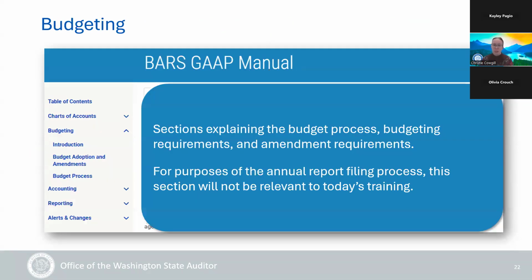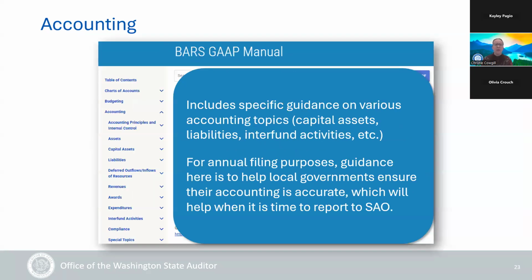Now we are to the budgeting chapter. This explains the budget process, requirements, and how to amend the budget. For today's training, this chapter will not be relevant. Therefore, we'll move on to the accounting chapter in the BARS manual.